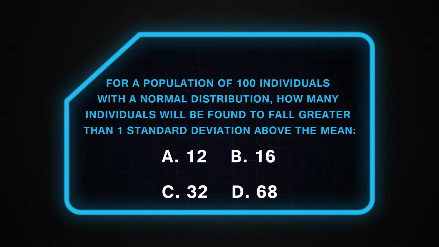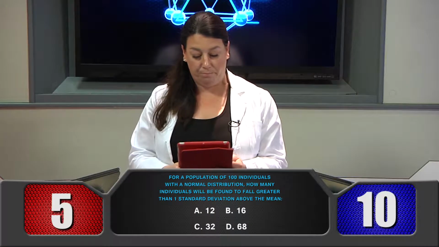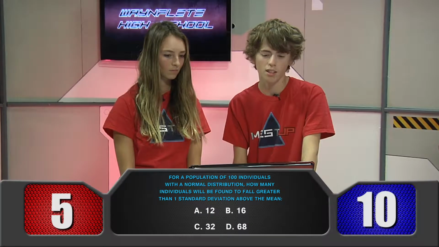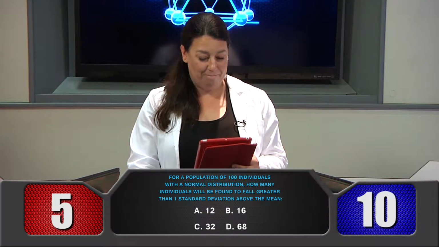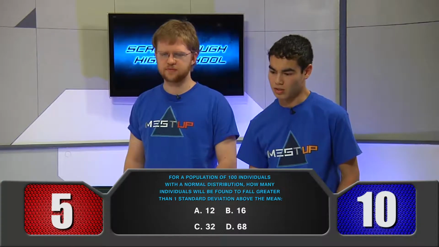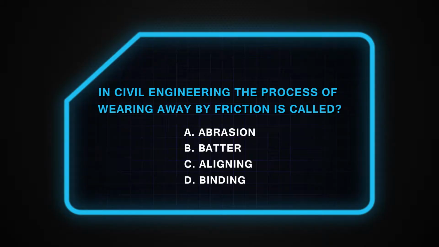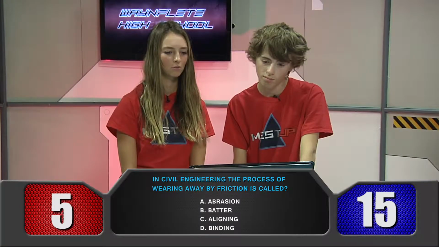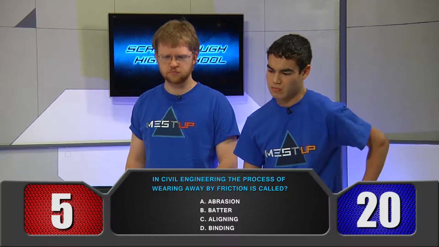For a population of 100 individuals with a normal distribution, how many individuals would be found to fall greater than one standard deviation above the mean? Red team. C. 32. Incorrect. Sorry. And blue team. B. 16. That is correct. And question six. In civil engineering, the process of wearing away by friction is called... Blue team. A. Abrasion. Correct.